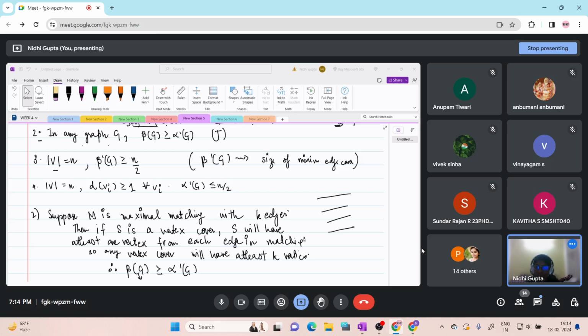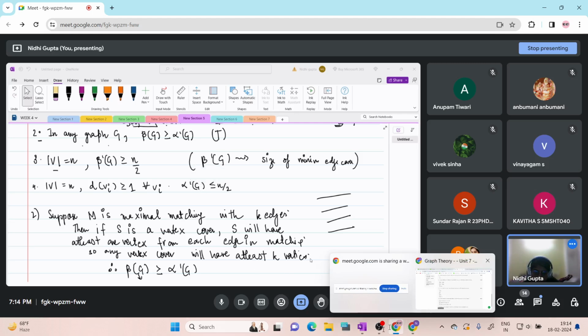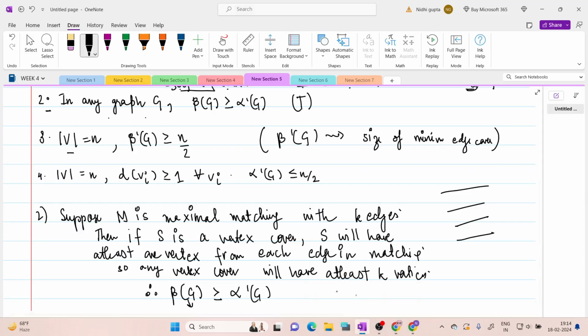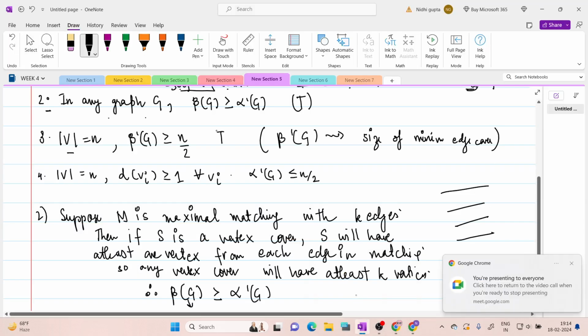So do you think this is true then, that if we have n vertices, the size of the minimum edge cover should be greater than or equal to n by 2? Yes, Anupam. True, ma'am. It is true. Why? You have to give a reason why it is true.